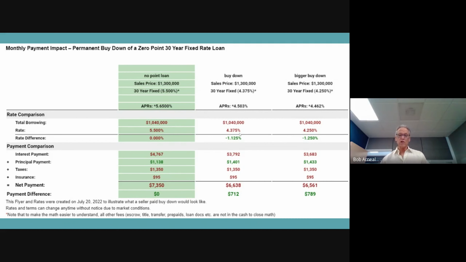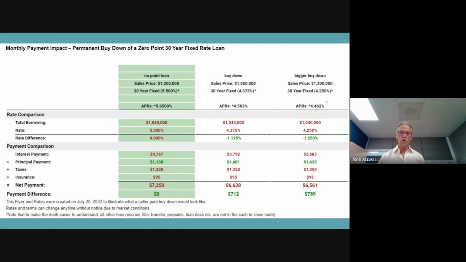So now what has happened is the seller in this case, it doesn't have to be the seller, but I think you're going to see this more and more. The seller, rather than reducing the price of a property, perhaps will agree to pay money to buy the buyer's rate down to 4.375. See where that is? 4.375. Scroll all the way down, and you see the payment is now $6,638 a month, a savings of $712.